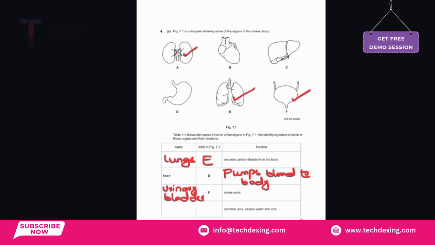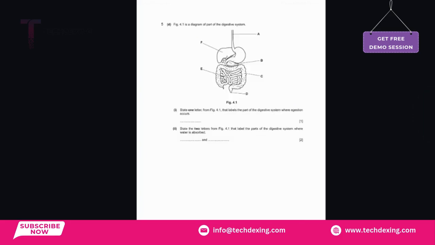A. The next one says excretes urea, excess water and ions. That's right, it's the part A. Okay. So what is the name given to the part A? Organ A? Kidney. Yeah, very good. So these are the pair of kidneys. Okay. Move to the next page.